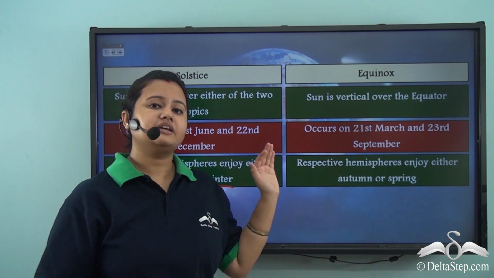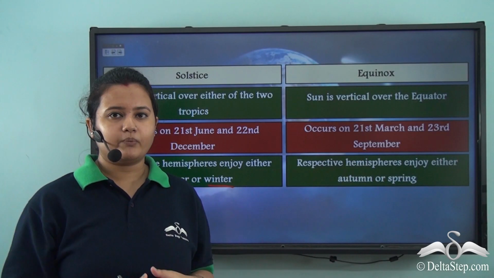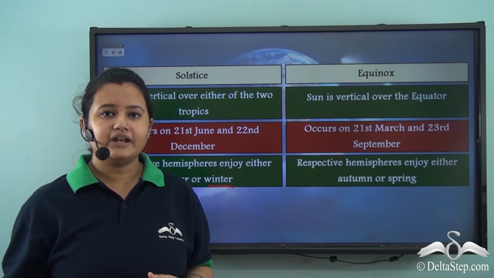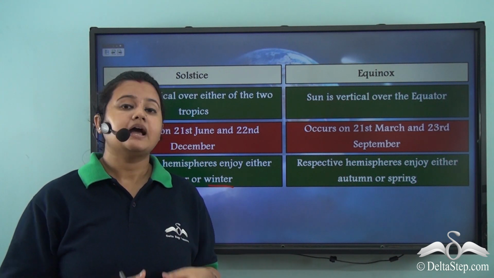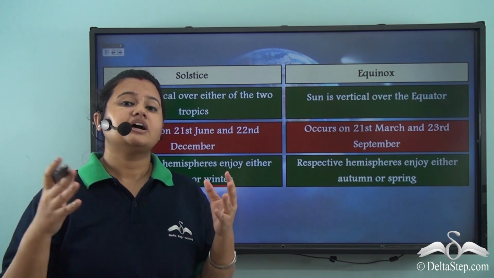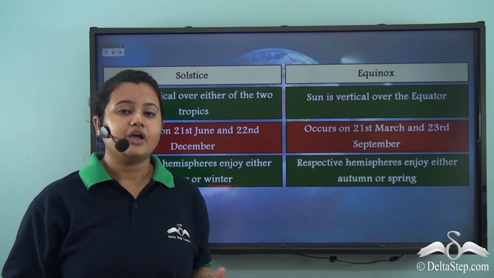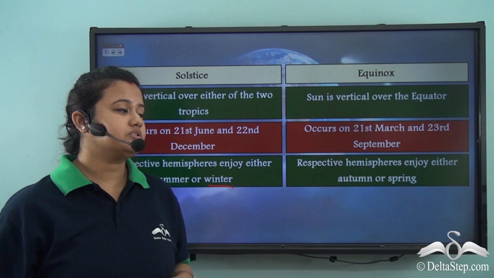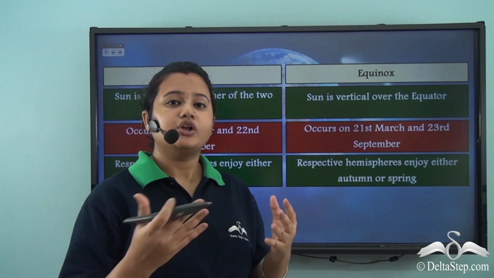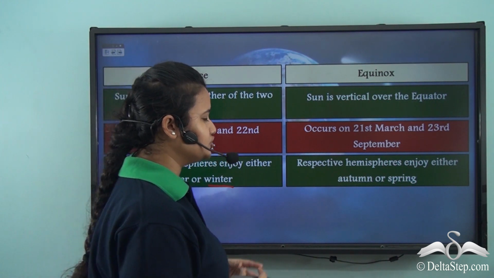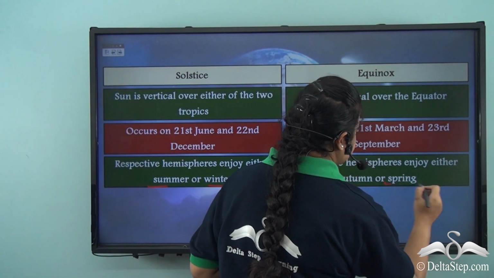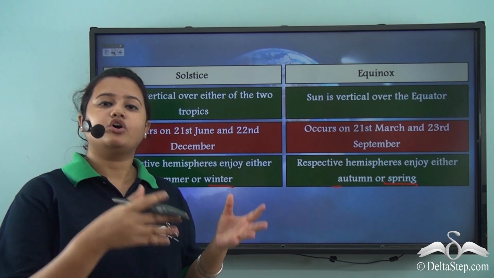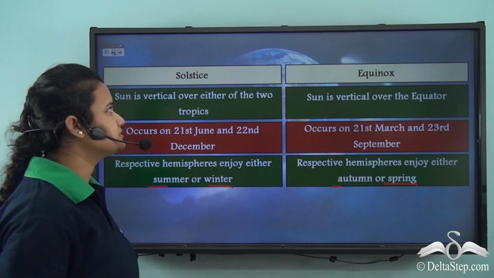Now, let us consider equinox. During spring equinox, we know northern hemisphere enjoys spring, whereas southern hemisphere enjoys autumn. Again, during autumn equinox, northern hemisphere enjoys autumn, whereas southern hemisphere enjoys spring. So, on equinox, the respective hemispheres, that is northern hemisphere and southern hemisphere, enjoy either autumn or spring season. And due to this reason, equinox is of two types, that is autumn equinox or spring equinox.